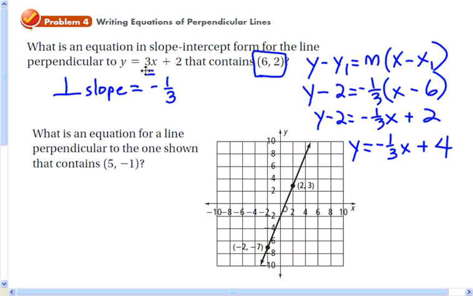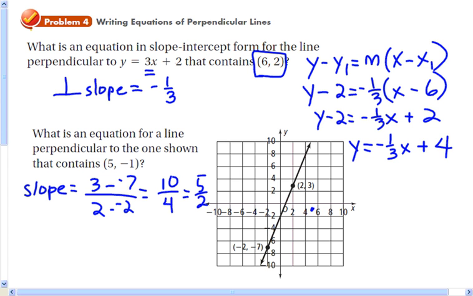So to try another problem: what is an equation for a line perpendicular to the one shown that contains the point 5, negative 1? So 5, negative 1, so it has to go through a point right about there. Let's find the slope first of the line that we're given. That slope is equal to 3 minus negative 7 divided by 2 minus negative 2, which is equal to 10 fourths. I'm going to leave this as a fraction. I think it's easier to find the slope of the reciprocal line when it's a fraction.